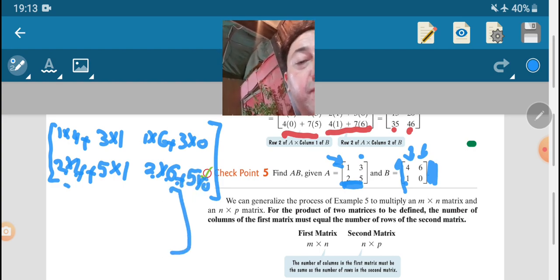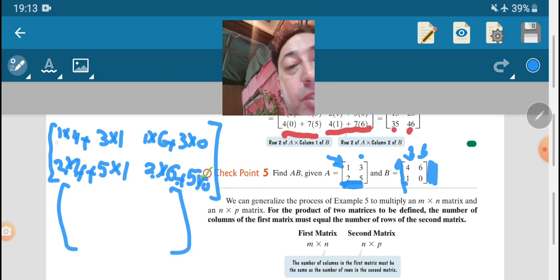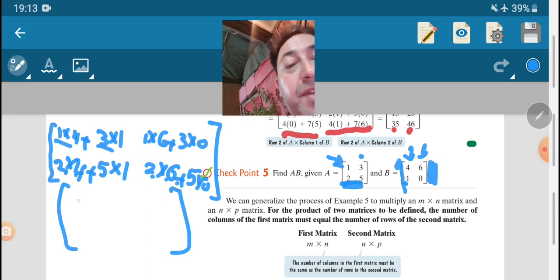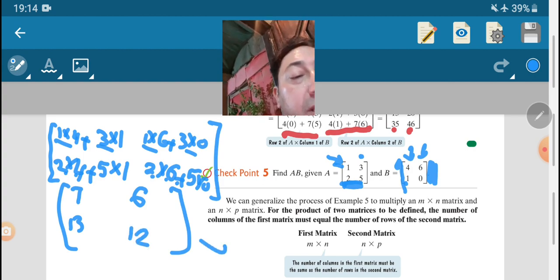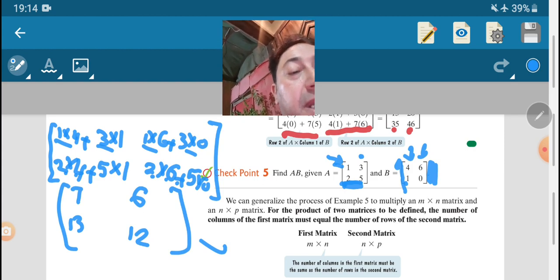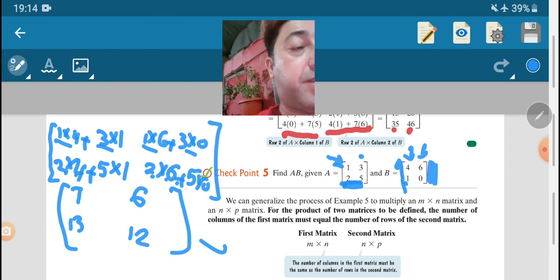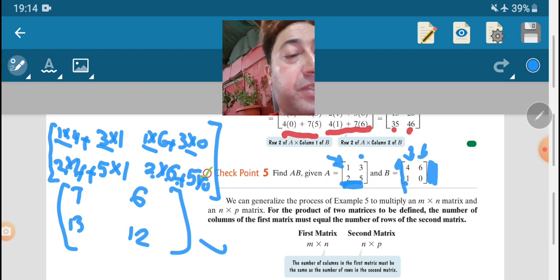Now we have a matrix which is 1 by 4, 4 plus 3 by 1, 3, which is 7. 6 plus 0, 6. 8 plus 5, 13. 12 plus 0, 12. Now we have multiplied A into B to determine the product and the resultant matrix.